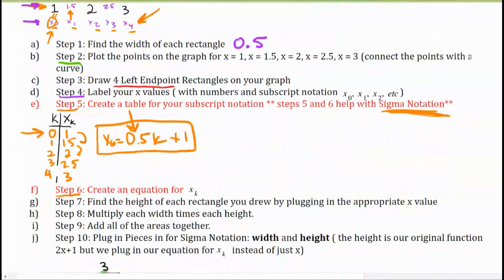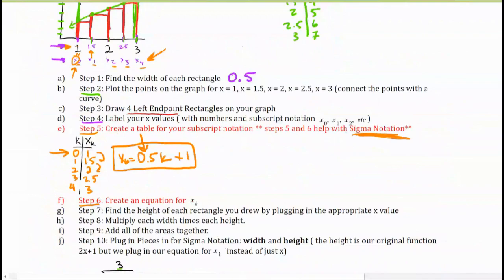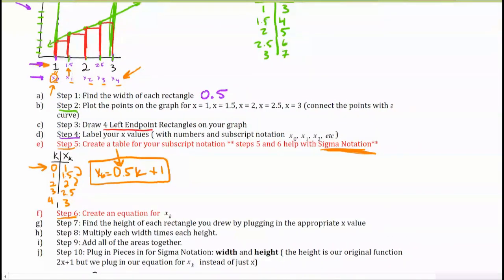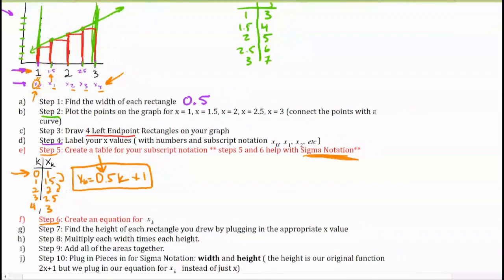Okay, back to area under the curve. So I'm going to zoom out of here so we can see our graph still. So step 7 here says find the height of each rectangle. We kind of already did that with this table right here. So really what you should see here is that the heights, again, are represented by the left side. So when I plugged in 1, I got 3. So this height here is going to be 3. When I plugged in 1.5, I got 4. When I plugged in 2, I got 5. And 2.5, I got 6. So those are all the heights of my rectangles there.